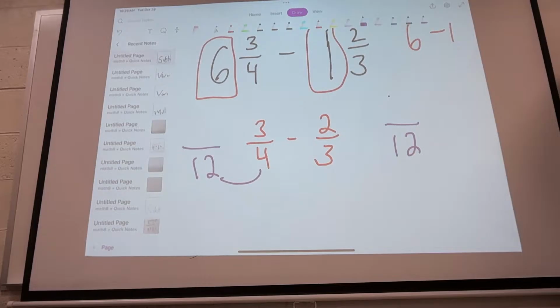How do you turn a 4 into a 12? 4 times what? 3. Whatever I do to the bottom, I do to the top. 3 times 3 is 9. 3 what is 12? 4. 2 times 4 is 8. 9/12 take away 8/12 is.